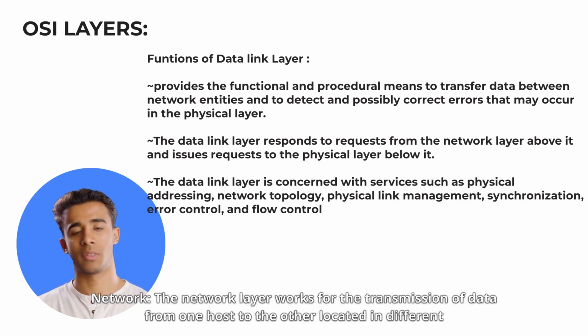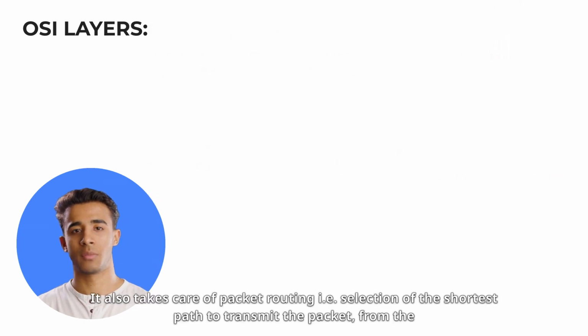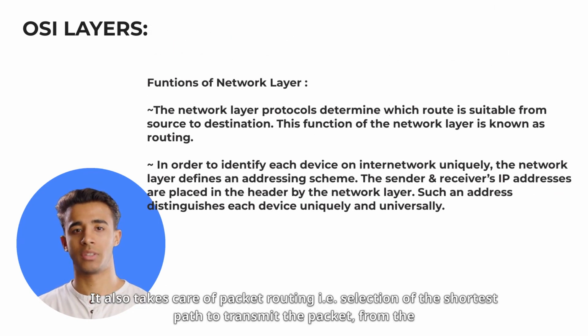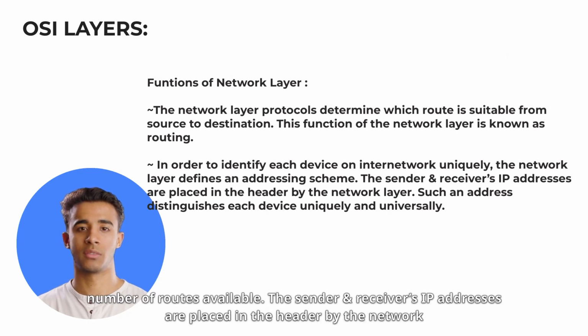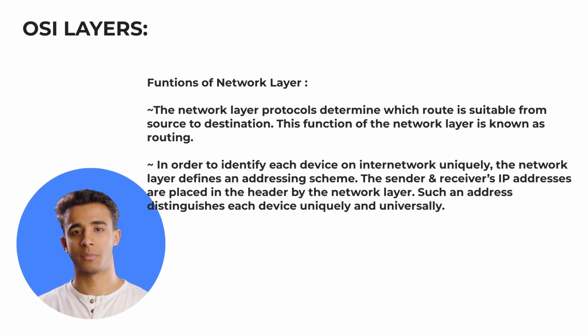Network. The network layer works for the transmission of data from one host to the other located in different networks. It also takes care of packet routing, a selection of the shortest path to transmit the packet from the number of routes available. The sender and receiver's IP addresses are placed in the header by the network layer.